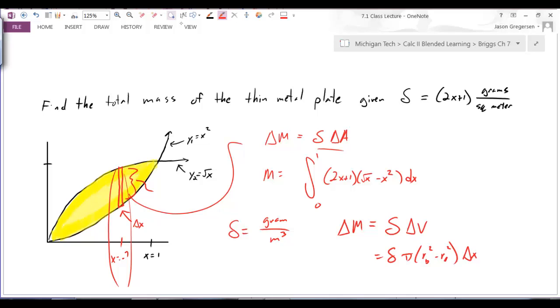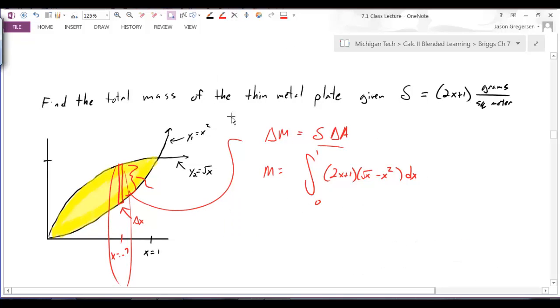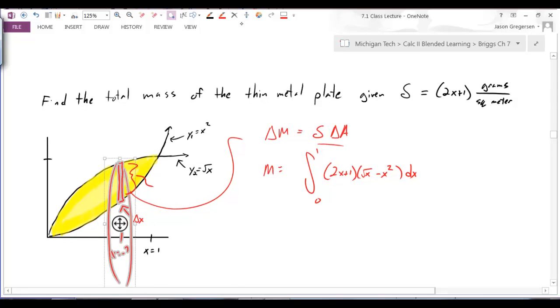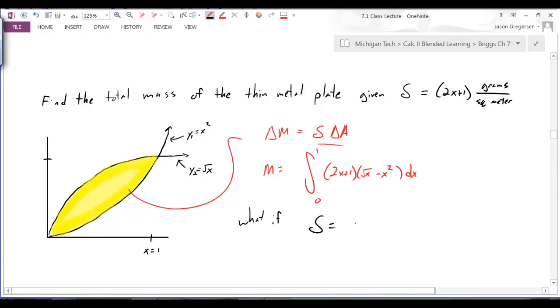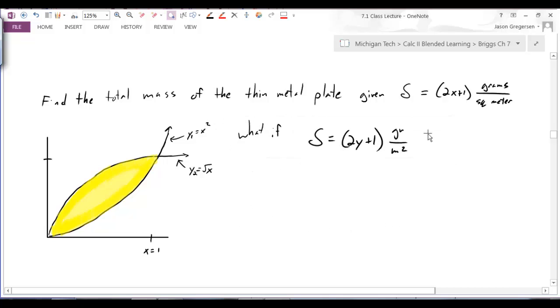All right, one more related question. What if the density was 2y plus 1 grams per meter squared? Find the total mass now. See if you can set up the integral that'll give me the total mass given that new density.